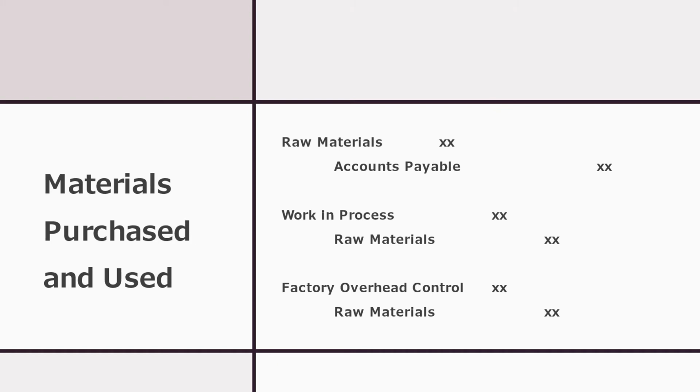So for materials purchased and used, so of course, if you purchase a raw material on account, you just debit the raw material, you credit accounts payable or cash for that matter. And when you use it, if for direct material, you just debit work in process and credit raw materials. So again, this is very similar to what I've explained in the previous video before this one. And if you are using the raw material for indirect use, you just debit factory overhead control and you credit raw materials.